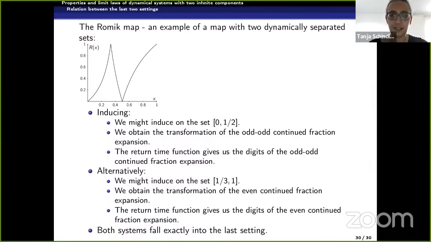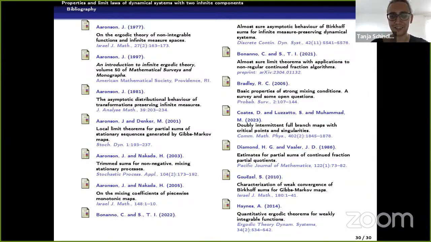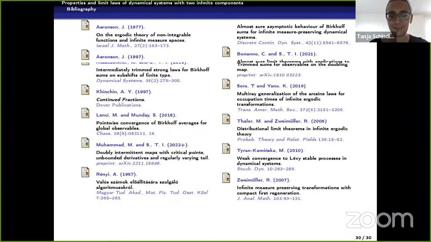I would still like to look at this a little bit further, because maybe these results for the dynamically separated sets and these systems which are basically induced on one of the infinite components could give some relations, but I haven't done that yet. And I think I'm also pretty much on the 47th minute, and Claudio will be very happy that I stay in time. So with that, I would like to close and thank everybody for their attention.